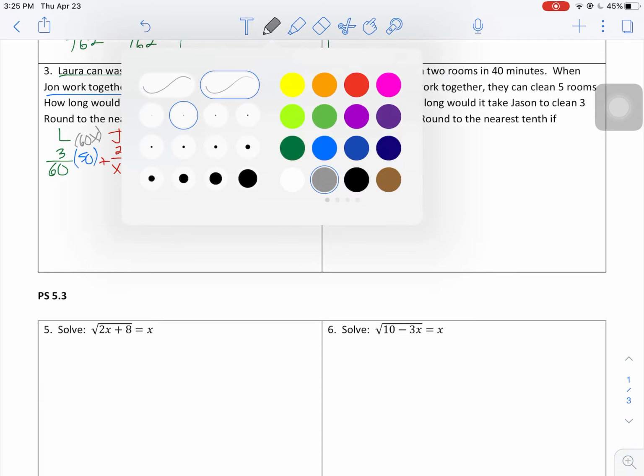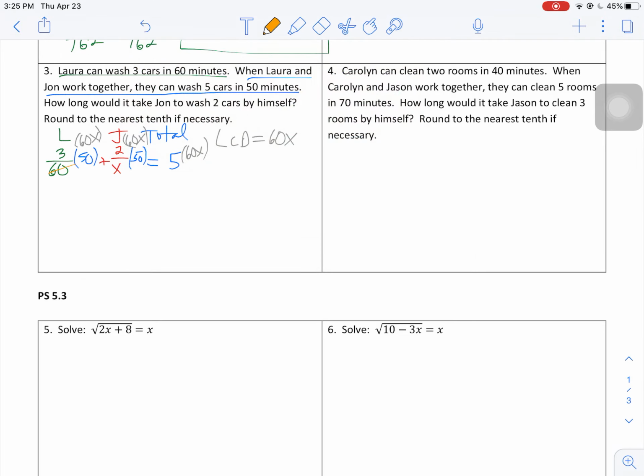So on that first fraction, 60 and 60 cancels out, and you're left with 3 times 50 times x. On that second fraction, the x and the x cancel out, so you're left with a 2 times 50 times 60. And then on the other side of the equal sign, 5 times 60x is 300x. And then we should just solve like normal from here.